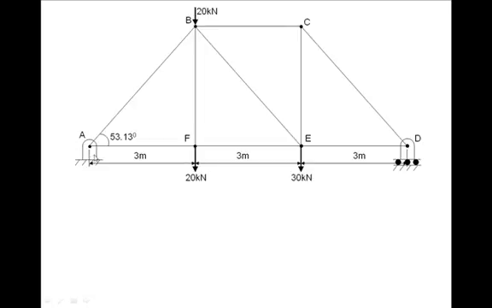This is support A, a hinge, support D is a roller, and all the joints are loaded as shown. Now this is a very important structure. It has a lot of practical applications, like in bridges, in cranes, in roofs of factory sheds. Because of its importance, this is usually considered a very important topic even from the examination point of view.